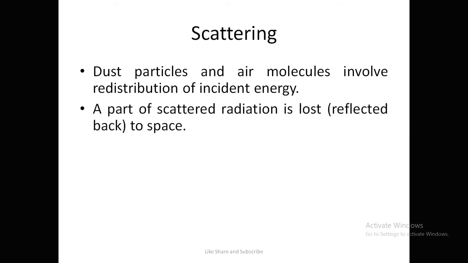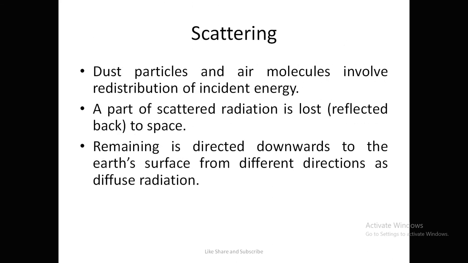A part of the scattered radiation is lost to the atmosphere, to space. Obviously, if a dust particle is scattering the incident ray in all 360 degrees, something can go to space, and we have simply lost that solar radiation. The remaining is directed downwards to the Earth's surface from different directions as diffuse radiation.